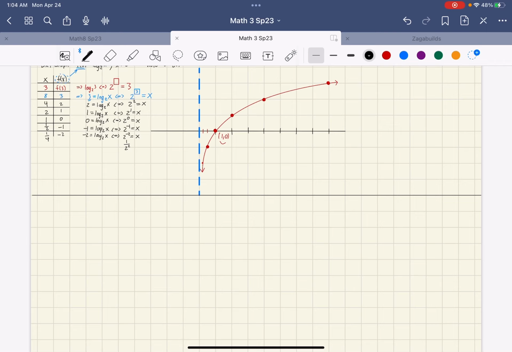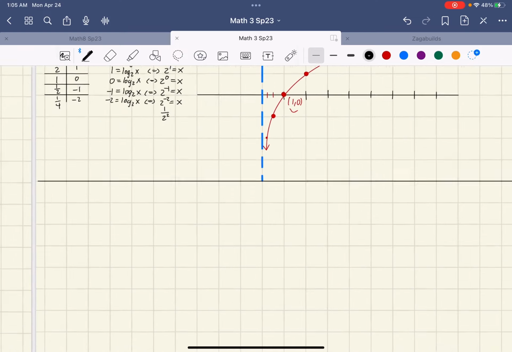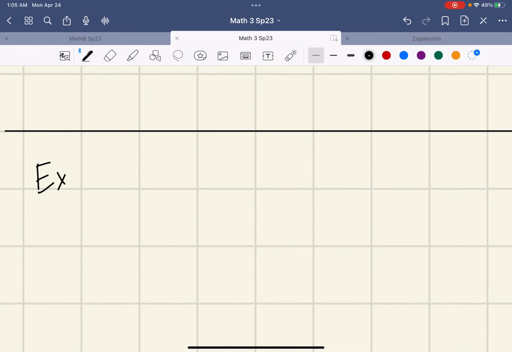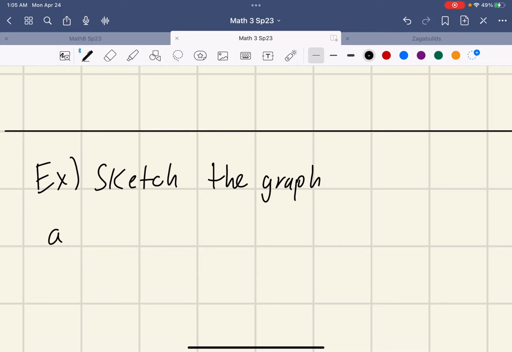So let's look at some sketches for a logarithm. We're going to sketch using transformations, just like we were doing with the exponential, because making a table just takes too long. So with our first graph, let's try to graph f of x equals log base 3 of x plus 3, minus 2.